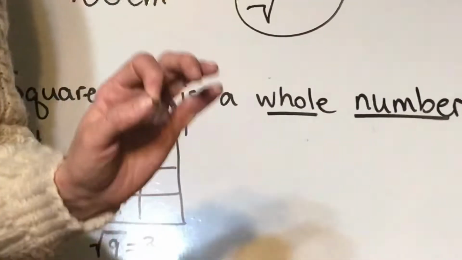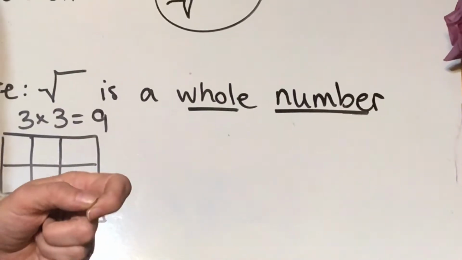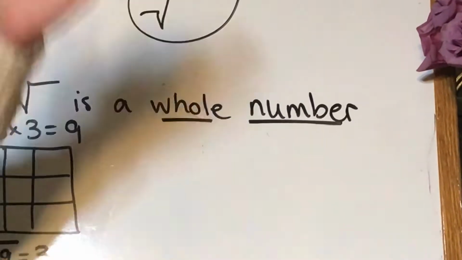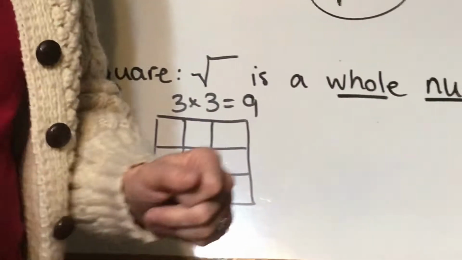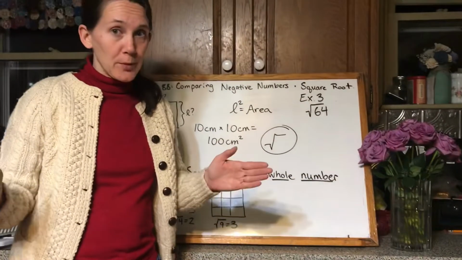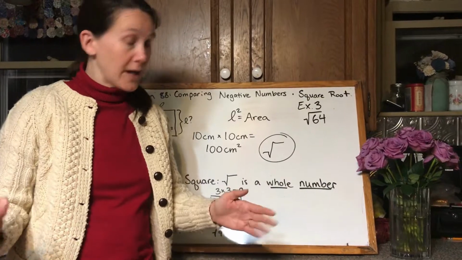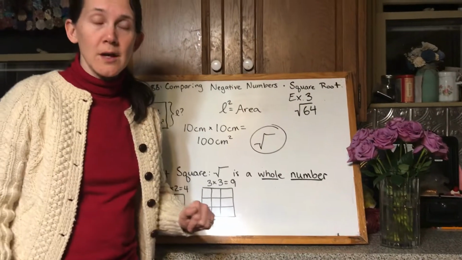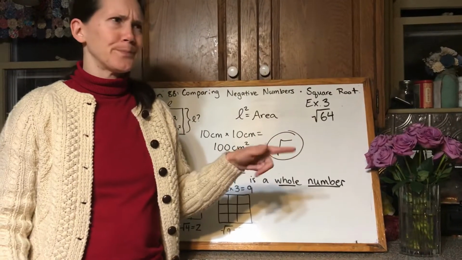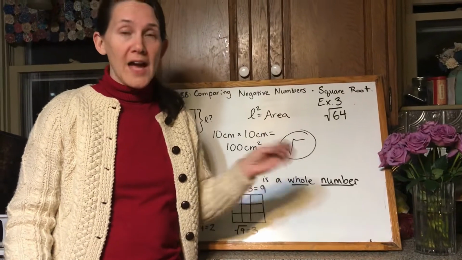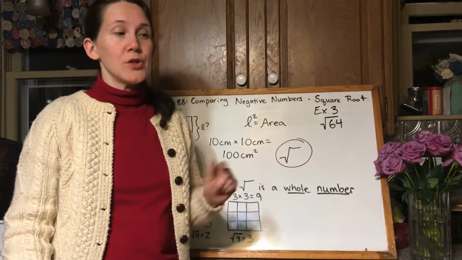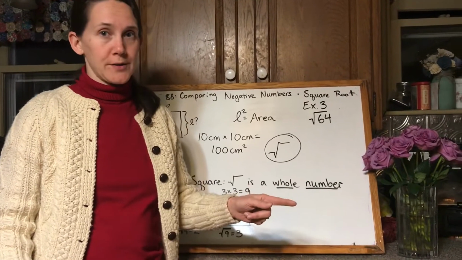Now, these numbers should be memorized, just like the prime numbers from 1 to 20. Okay, 1 is not a prime number, but those prime numbers should be memorized, right? The square roots up to, I would say, 144, that should be memorized, okay? So know your perfect squares.